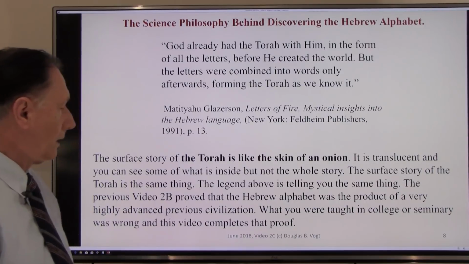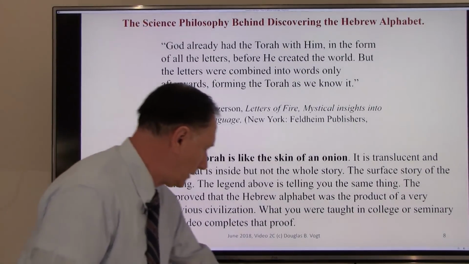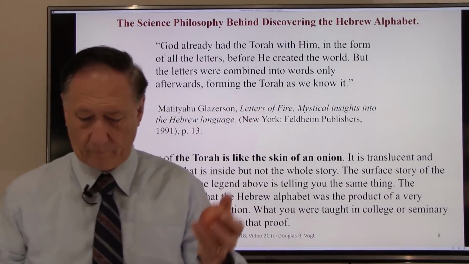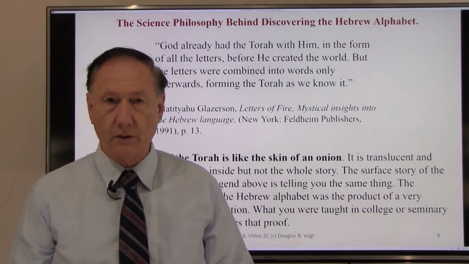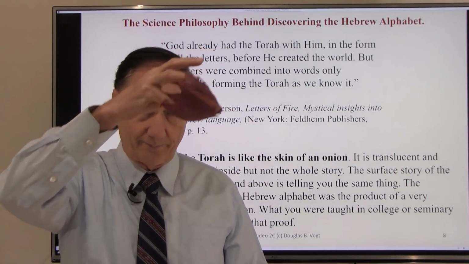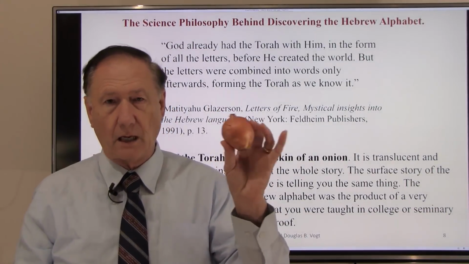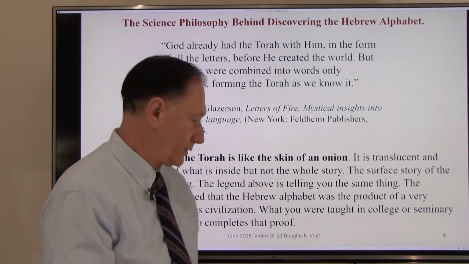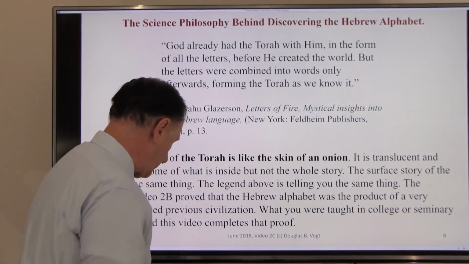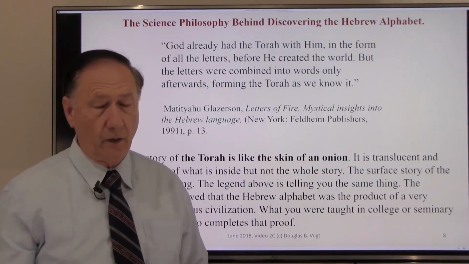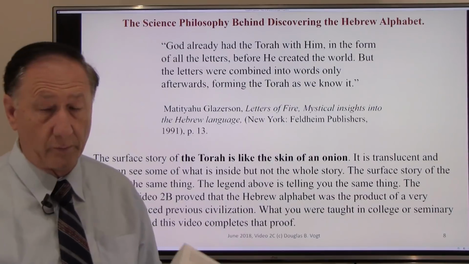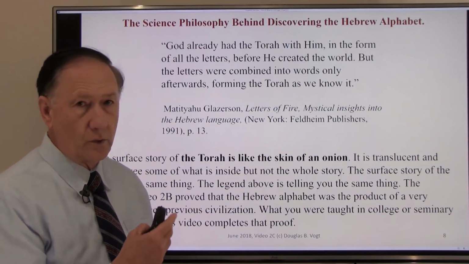So the Torah, for some of you, is like an onion. The surface story is like the skin of the onion. Not much to it. The real story is inside of the thing. And that's how you have to look at the Torah. You're dealing with something that Moses didn't create. He only created a surface story. He created the Hebrew language from scratch by using these letters.